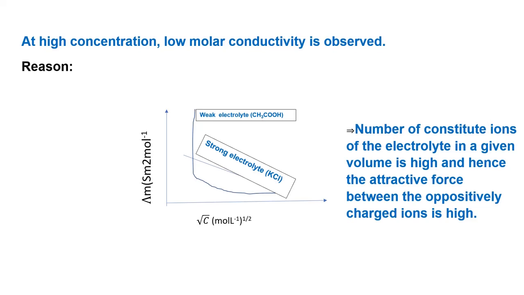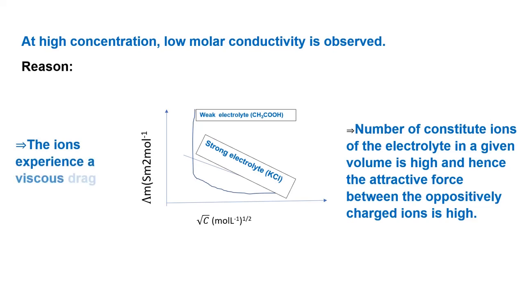As a result, what happens? The movement of the cations or anions carrying the current towards a particular electrode decreases. And so at higher concentration, we observe low molar conductivity.